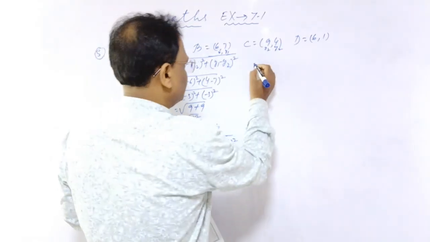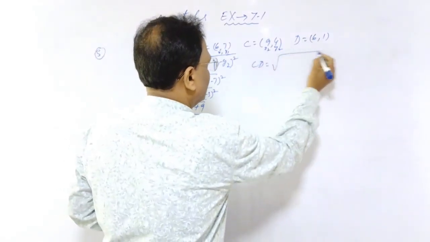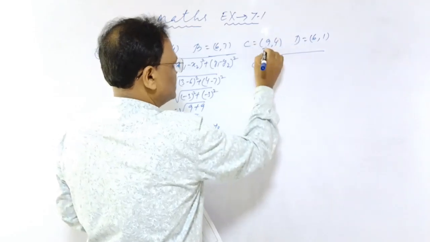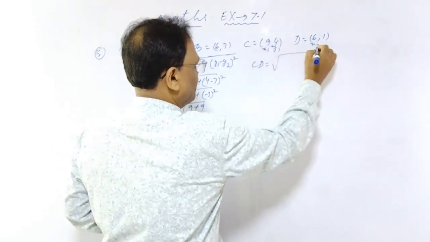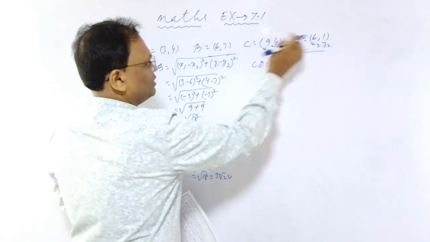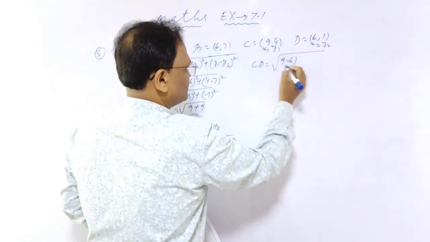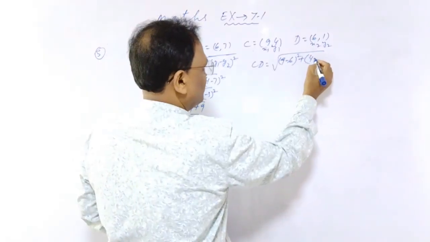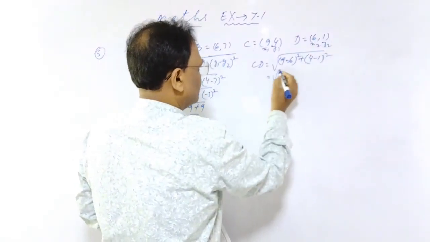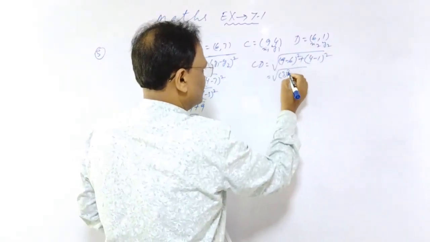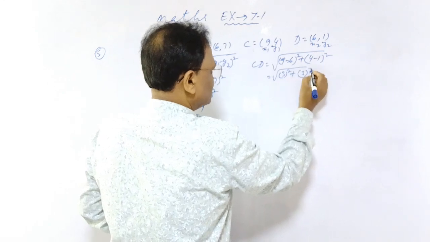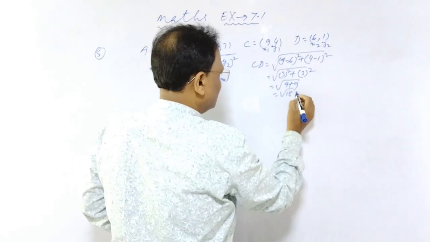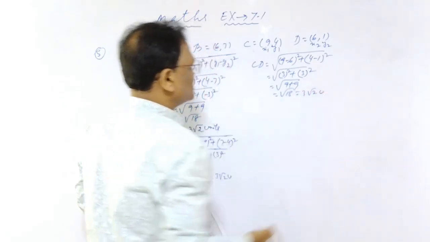Now let me find the CD. Again I have to use the same formula. C and D. So this is x1, y1, x2, y2. x1 minus x2 whole square plus y1 minus y2 whole square, 4 minus 1 whole square. 9 minus 6 is 3 square. 4 minus 1 is 3 square. Again the same thing I am getting. 9 plus 9, which is root 18, which is nothing but 3 root 2 units.